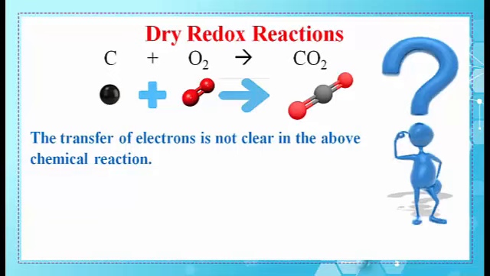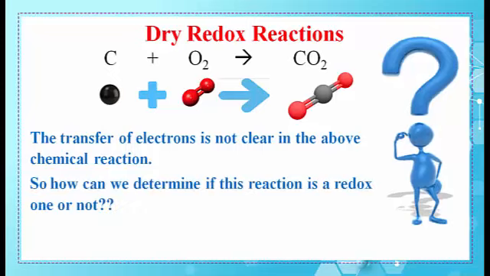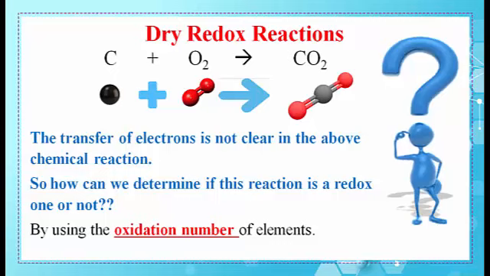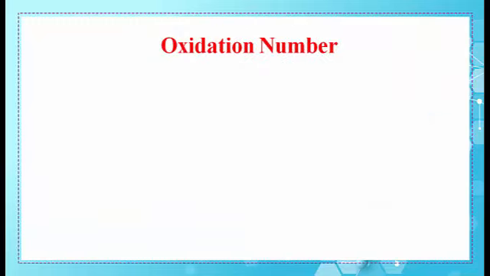We said that the combustion of carbon, C plus O2 gives CO2, is a dry redox reaction. But the transfer of electrons is not clear in this chemical reaction. So how can we determine if this reaction is a redox reaction or not? We can do it by using the oxidation number of elements, which you have taken before in grade 9.